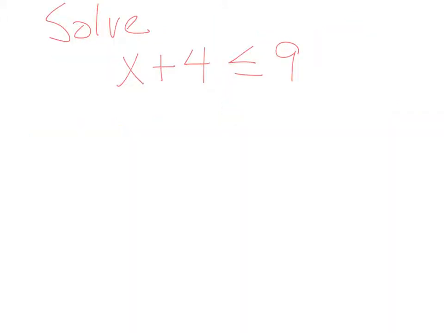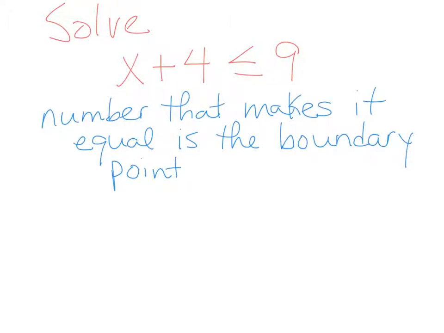When you have a problem like this, where you have x plus 4 is less than or equal to 9, first off, you're going to pretend it's equals, and you've got to find out what number is going to make that equals, because that is your dividing point. So now I know that I need the number that makes it equal, and in this case, it's going to be 5, because 5 plus 4 is equal to 9, so I know that my boundary point is 5, because that separates numbers that work and numbers that don't.